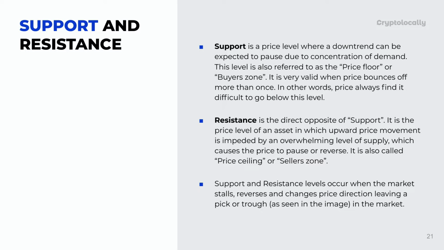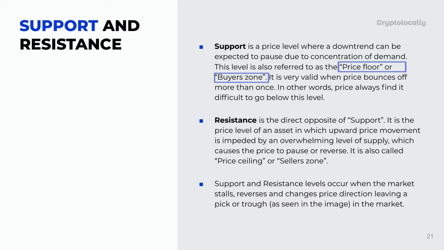So anywhere on the chart where there's concentration of demand, and you know what demand does to the price, once there's demand, price will rise. So this level always makes the price bounce. If price has been dropping for like 2 days, at support level, you will expect it to go up from there. So as a trader, you want to buy at support level. That's why support level is also referred to as price floor or buyer zone.